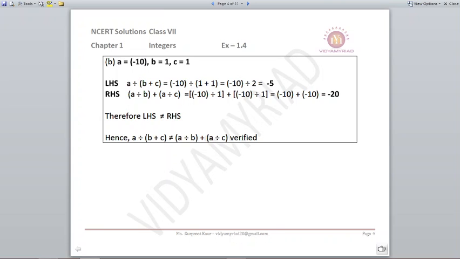Again minus 10 divided by 1. You solve it, you get minus 10. What is minus 10 plus minus 10? So it will be minus 10 because plus minus is minus and we need to add it. So we will get minus 20 as an answer, which means your left hand side is not equal to right hand side and hence verified.